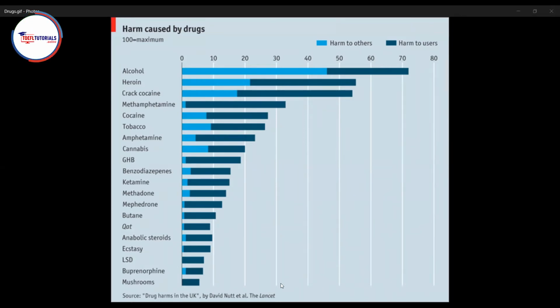Coming onto the graph, for the section of harm to others, the lighter shade, the highest portion is noted in the drugs alcohol, heroin, and crack cocaine. The same portion is very less in other drugs like mushrooms, steroids, and butane. The other data, harm to users, follows a similar pattern. Overall, it can be said that given drugs affect either the users or the others.